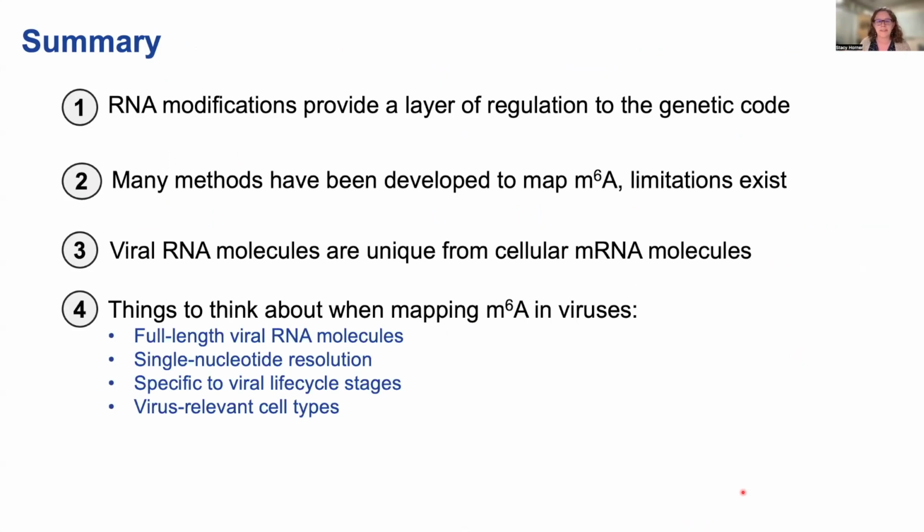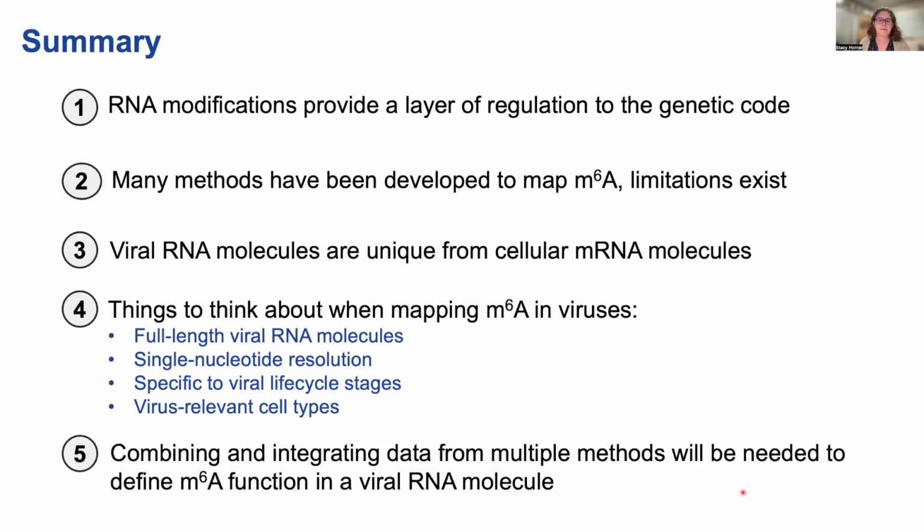There are a number of things that we're thinking about when you really want to map M6A in viruses. And ultimately, probably combining and integrating data from multiple methods is what's really going to be needed to define M6A function in a viral RNA molecule. So I actually don't think just one method will be enough. So I will end there, and I'm happy to take any questions.